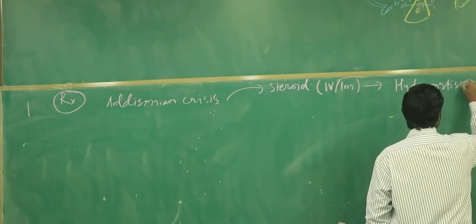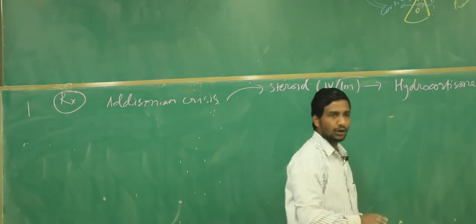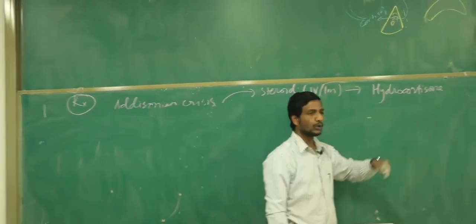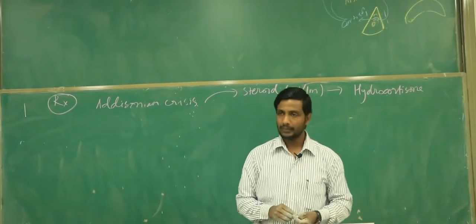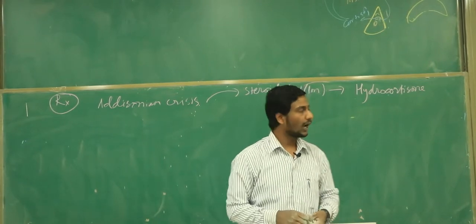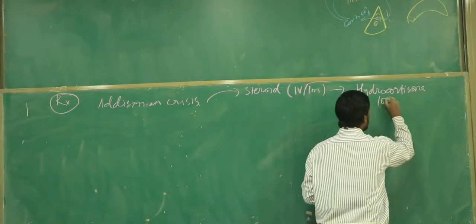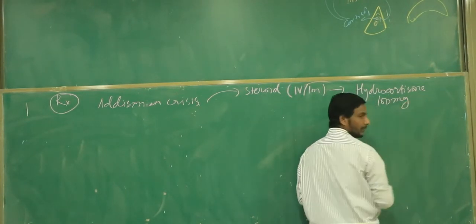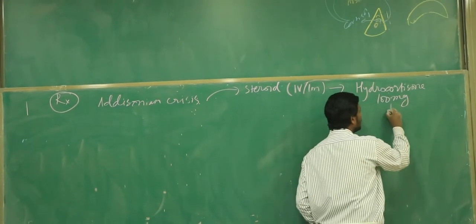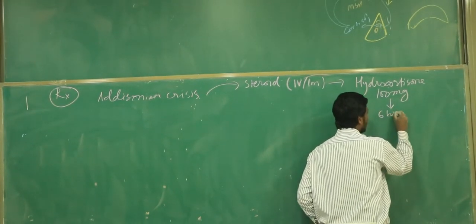But never forget, if you are required to confirm your diagnosis later on, then you are not going to begin with the hydrocortisone. You are going to begin with which one? Dexamethasone. Clear about this? So how to give the hydrocortisone is going to be like this. We are going to give 100 mg, and we keep on repeating 6 hourly.